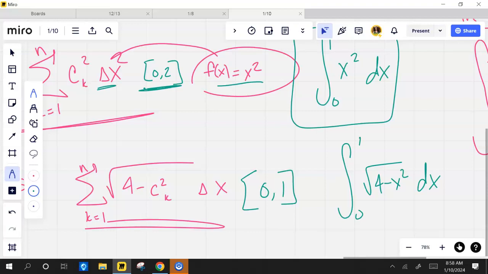Yeah, that's your function. Remember, because this is going to be f of, and we had it c sub k here, times, right. So what would f of x be if that was f of c?